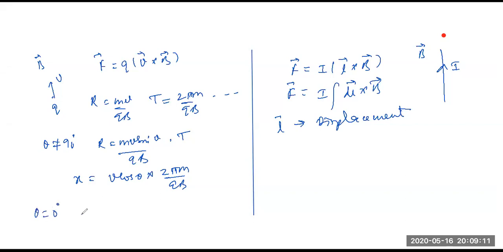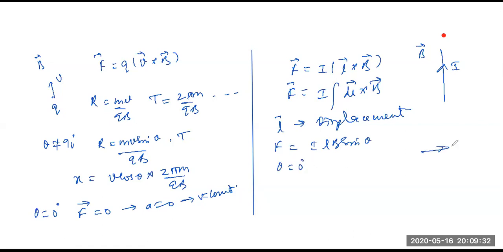When the angle was 0, then force was 0, or you can say acceleration was 0, and velocity was constant. Now in this case, if I expand this, I get I L B sin theta. If theta is 0, that means the direction of current and direction of magnetic field are the same, then force is 0. If the direction of current and magnetic field are at 90 degrees, then force will be ILB.